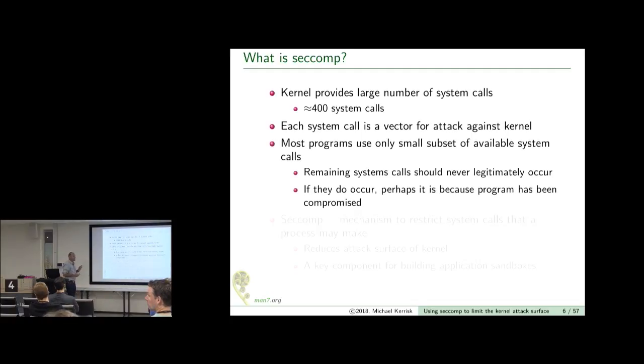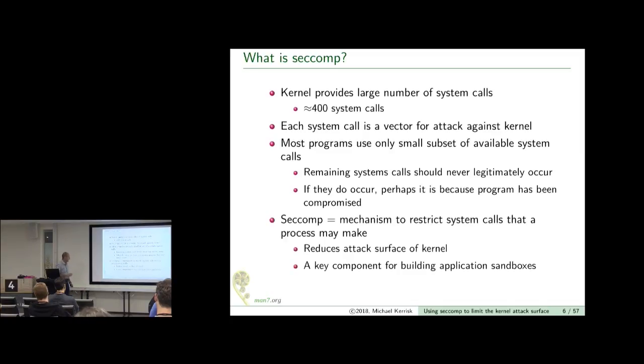Though there's about 400 different system calls, most programs only use a small set of those. It'd be really typical that the average program would use less than 40 different system calls in its lifetime, so less than 10% of the available system calls. If the program makes any of the other system calls, then somehow this is unexpected, illegitimate. Perhaps it's happening because the program's been compromised and tricked into executing unexpected code, so then we know that something's wrong. If the program's trying to make those sort of unexpected system calls, we want to stop it from doing that. And that's what Seccomp's about.